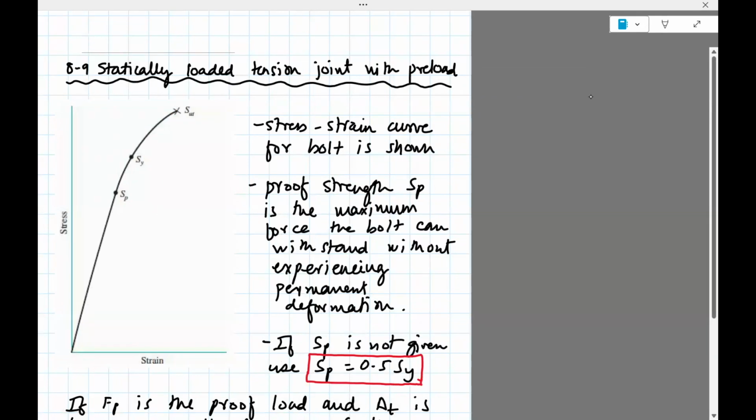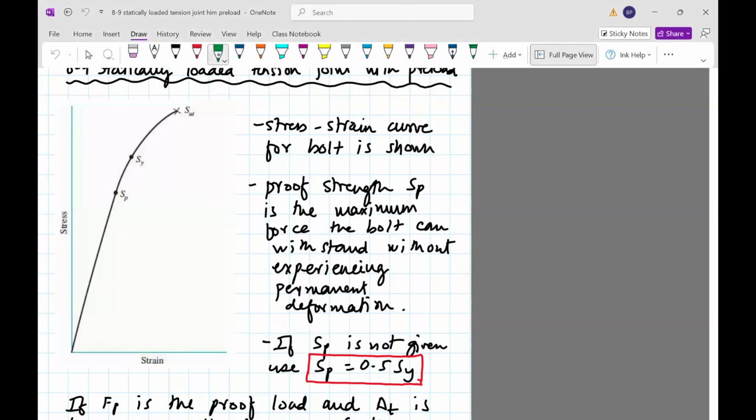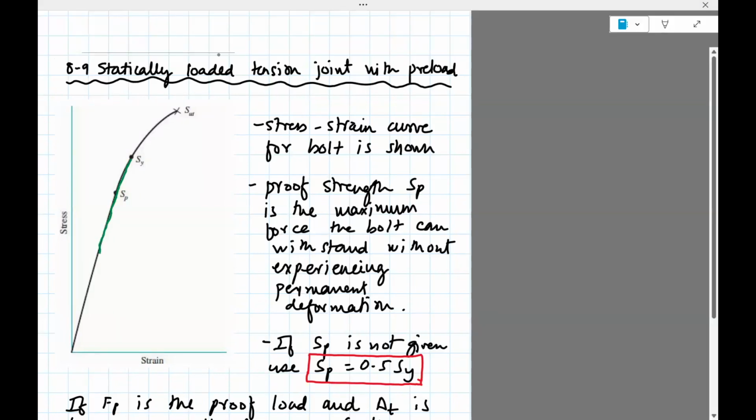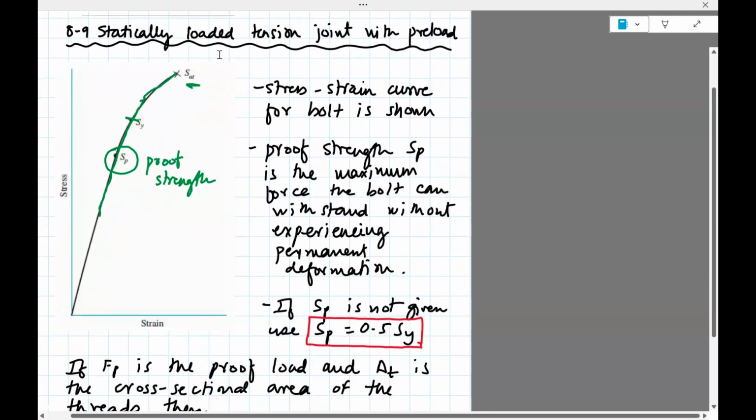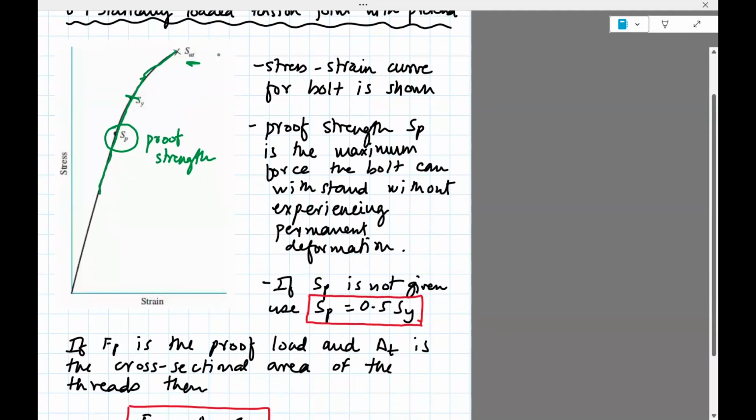Factor of safety. So here is the stress-strain curve for any material. It has a pattern which we've seen: it stops being linear somewhere at SY, the yield strength, and then it ultimately fails. We are going to use this thing called SP, which is the proof strength for a bolt. If you're not given the proof strength, just assume, I think it should be 0.85 SY.